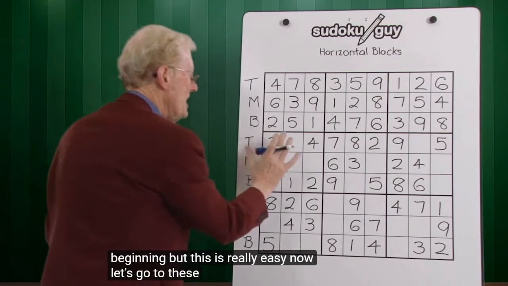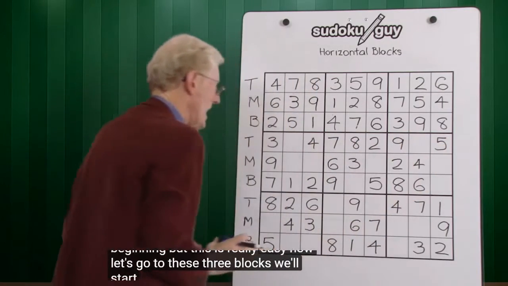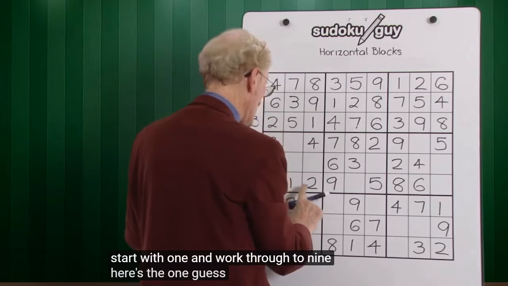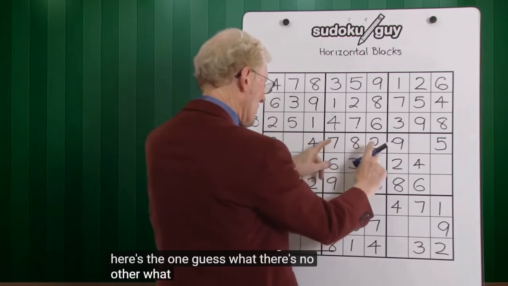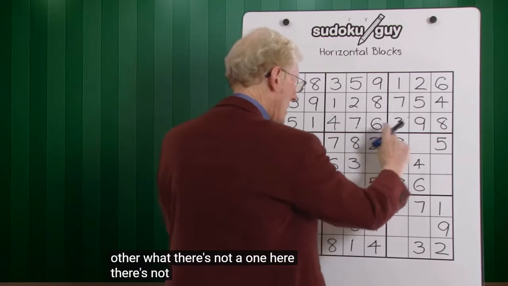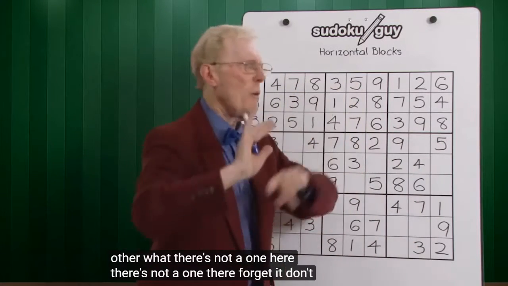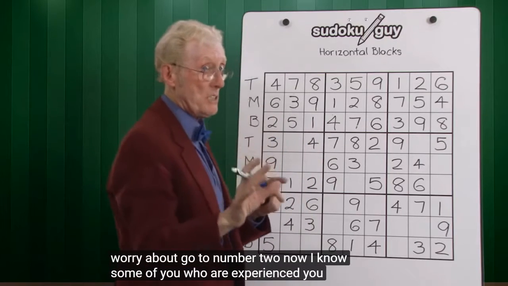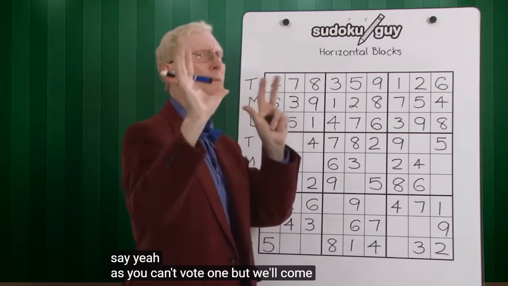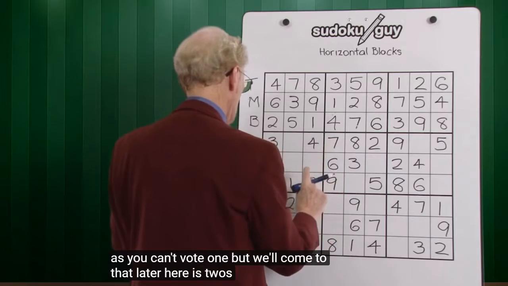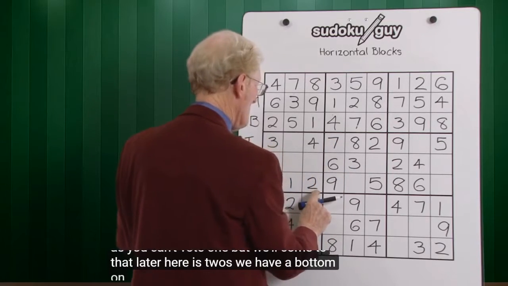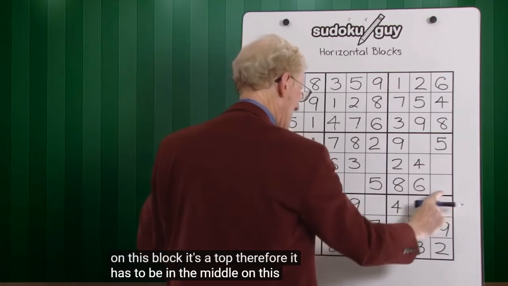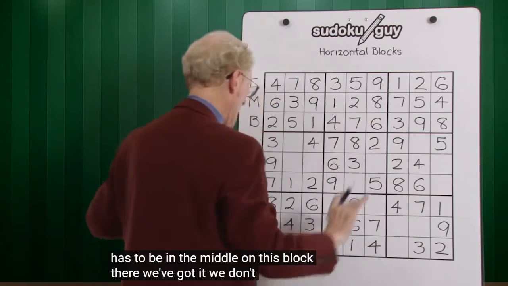Now let's go to these 3 blocks. We'll start with 1 and work through to 9. Here's the 1. Guess what? There's not a 1 here, and there's not a 1 there. Forget it. Don't worry about it. Go to number 2. Now, I know some of you who are experienced, you can say, yes, you can find a 1, but we'll come to that later. Here is 2s. We have a bottom on this block. It's a top. Therefore, it has to be in the middle on this block. There, we've got it. We don't have to worry about them.